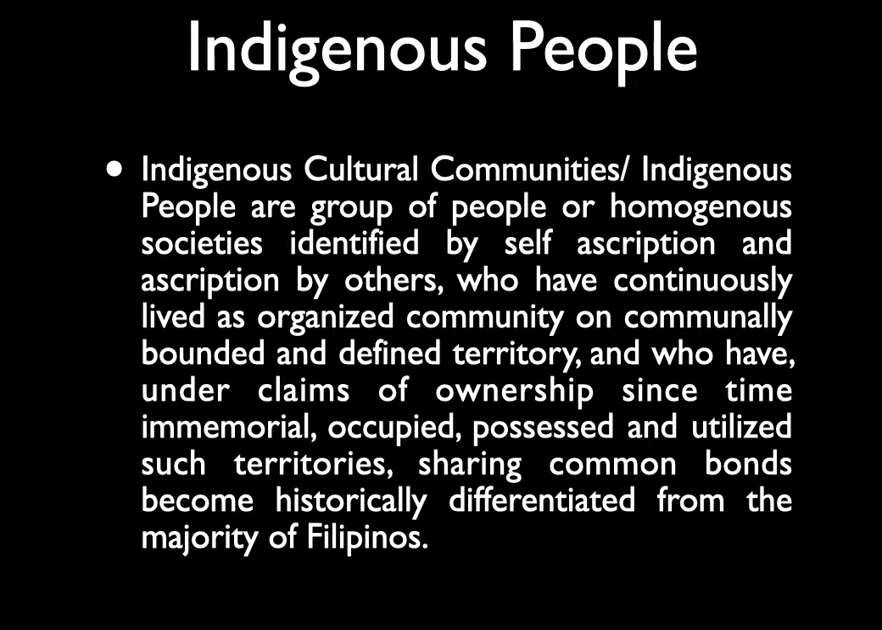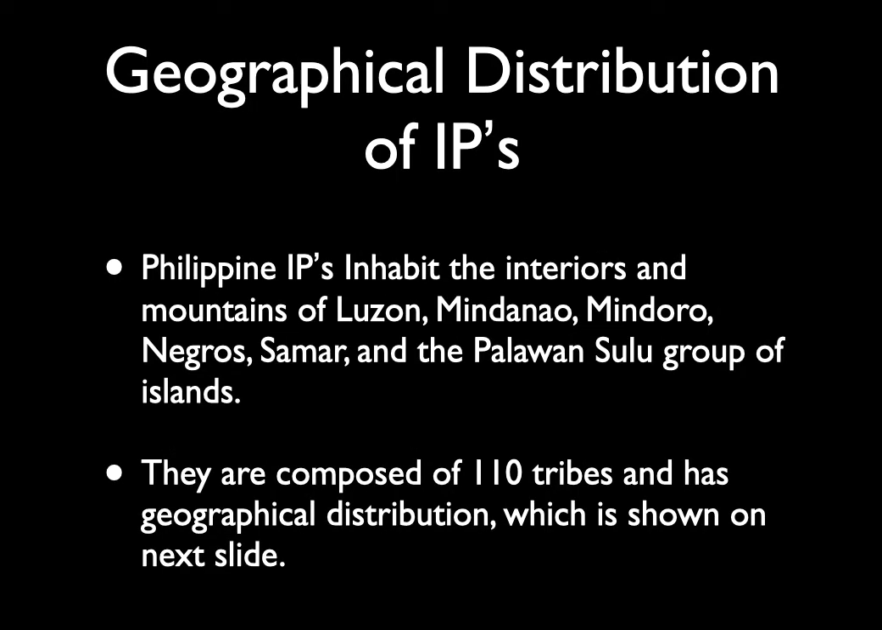or indigenous cultural communities. The geographical distribution of IPs. The Philippine IPs inhabit the interiors and mountains of Luzon, Mindanao, Mindoro, Negros, Samar, and the Palawan-Sulu group of islands. They are composed of 110 tribes, and the geographical distribution will be shown on the next slide. Please note that the 110 tribes were the numbers listed through population estimate. So there may be more than this number of tribes, but this was what was recorded.